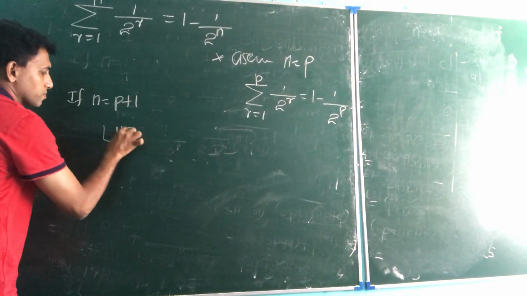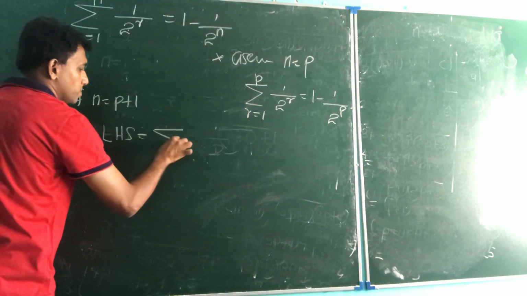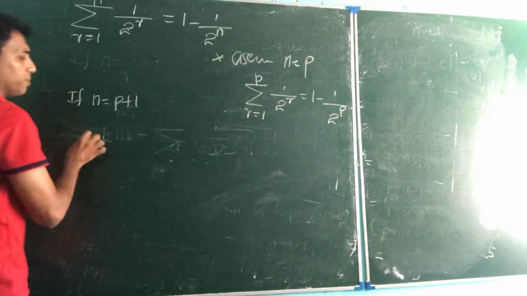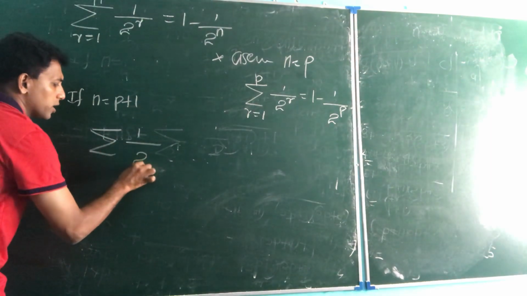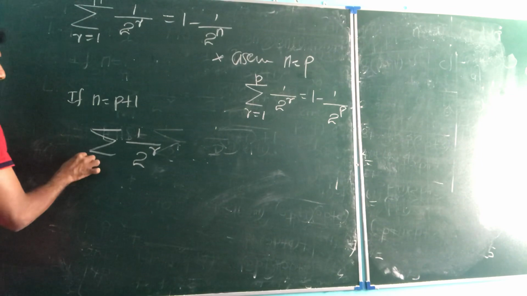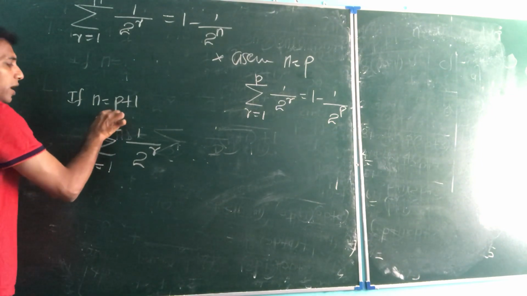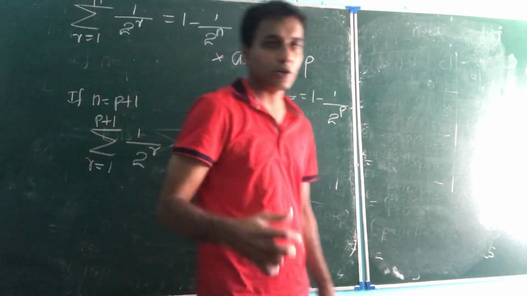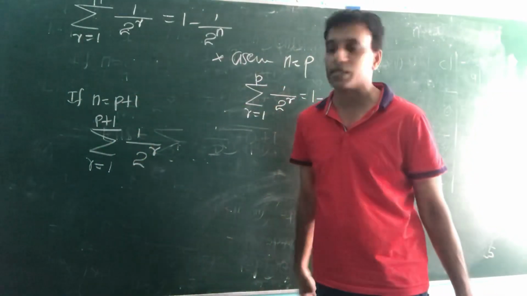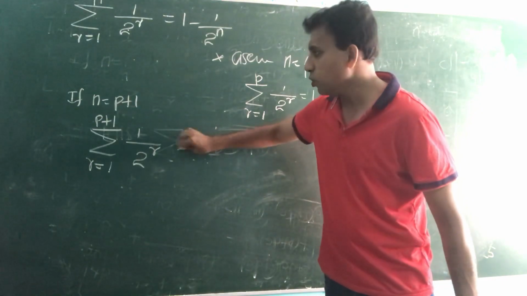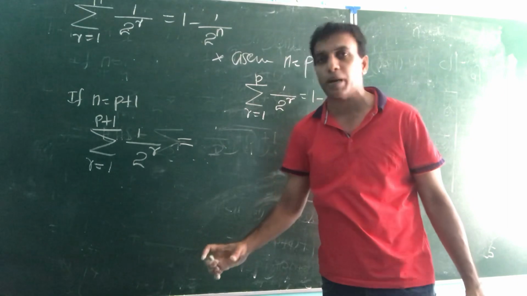LHS: sigma, r equal 1 to p plus 1, of 1 over 2 to the power r. It could be 1 to 100, 1 to 1000, 1 to 58, like that, 1 to p plus 1 terms. We don't know what p is, so we can't collect the p plus 1 term summation by addition.